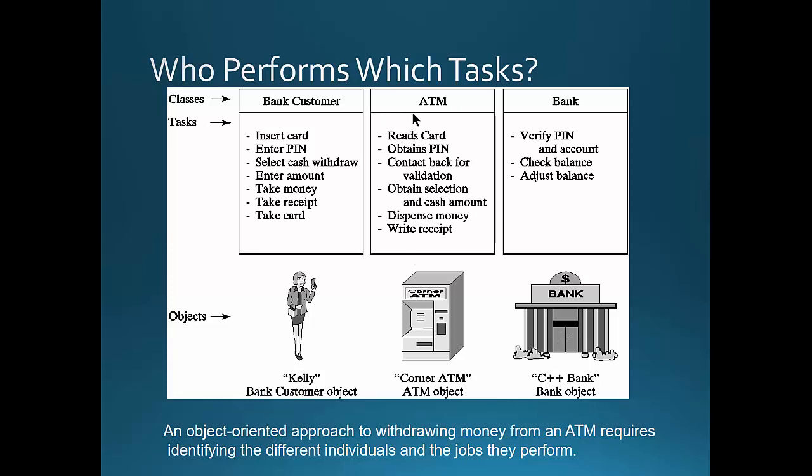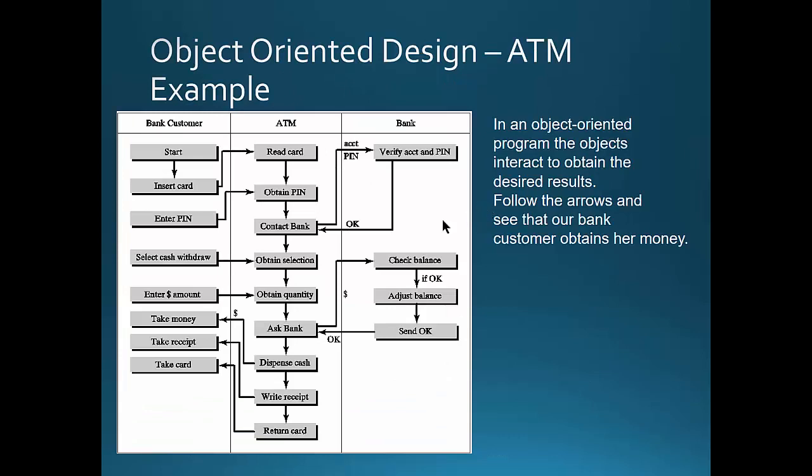Now we have a little bit more useful perspective on how to write this code. We're not going to write the code for the bank customer. The human being already knows how to do that sort of thing. We're going to write the code for the ATM, and then we also need a component in the bank. All the bank code does is verify the PIN and account, check the balance, and then adjust the balance. And it's just sitting there doing that. So this breaks the problem down into 3 simple pieces and simplifies our understanding of the problem.